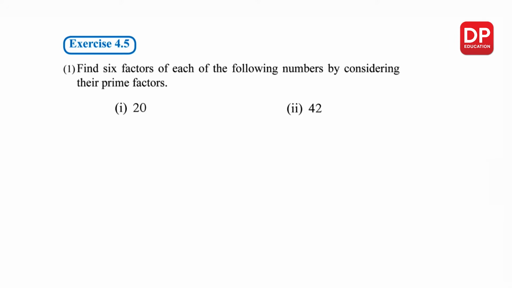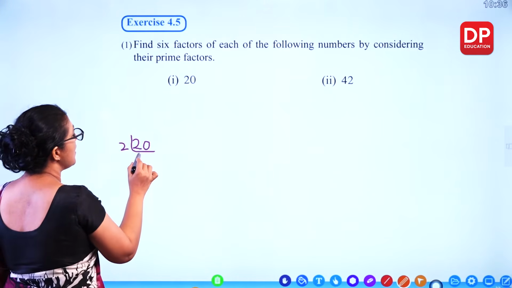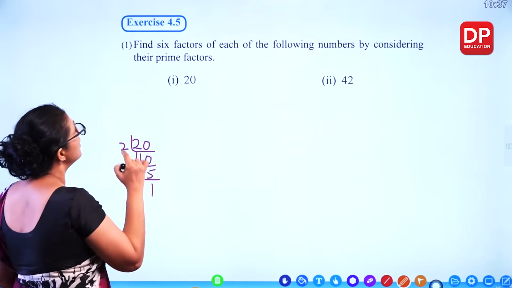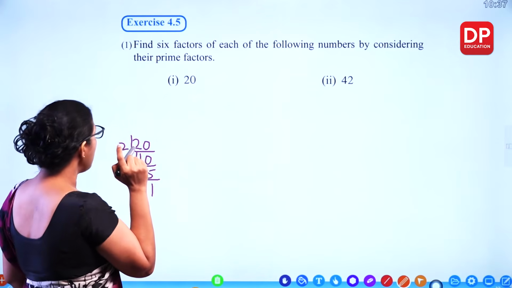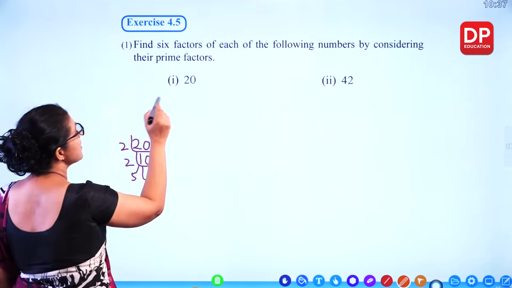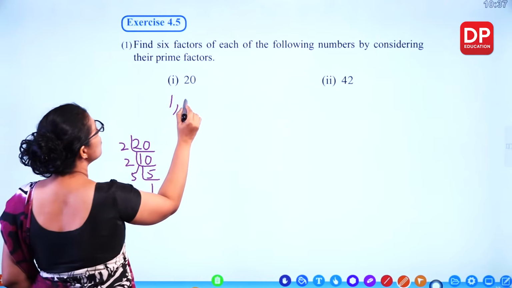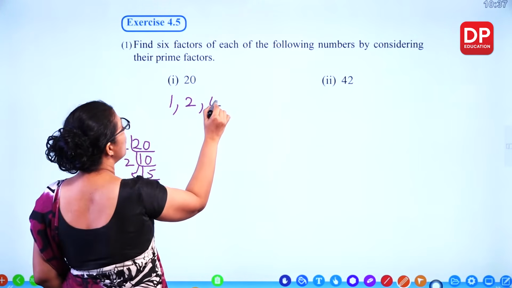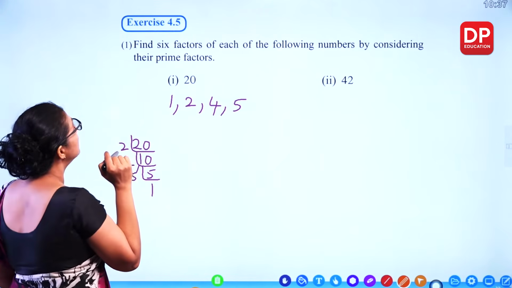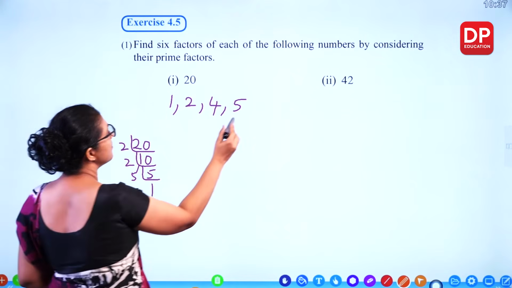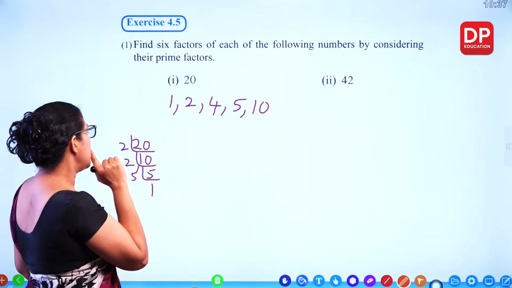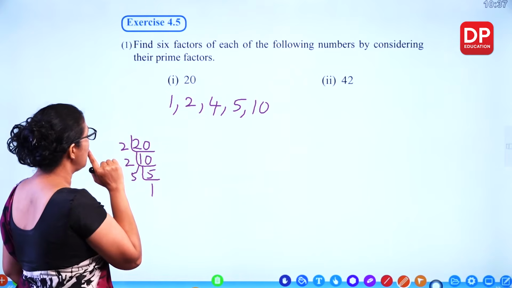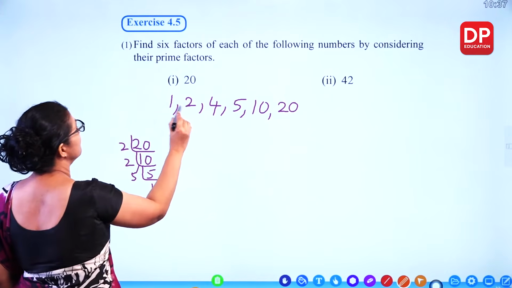Exercise 4.5. Find 6 factors of each of the following numbers by considering their prime factors. It's divisible by 2. Again 2 and 5. So you need not only prime factors, any 6 factors. So 1 is definitely a factor. 2. Then you get 4 and 5. What else? 10, and 5 times 2, 10, 4 times 5 we did, and 20 times 1, that's 20. 6 factors are there.